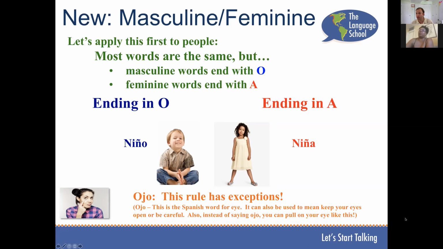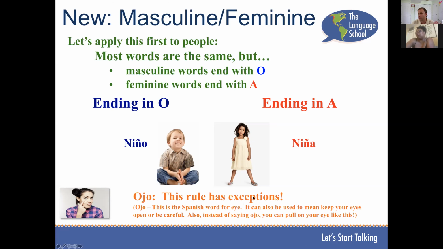Here's a little nonverbal communication for you in Spanish. If somebody ever pulls their eye down like that, they're telling you to be careful. Or in other words, keep your eyes open, be on the lookout, be aware. Okay. And sometimes people might just say ojo, which means eye, which is the exact same thing, meaning to keep your eyes open.